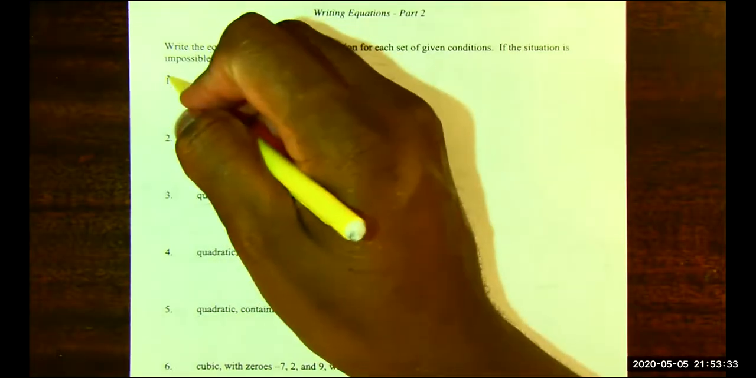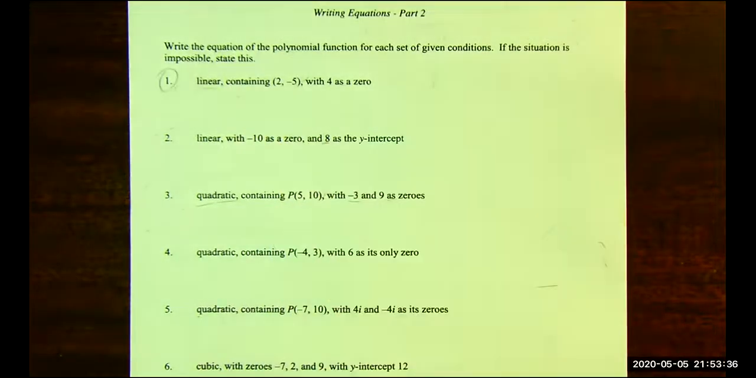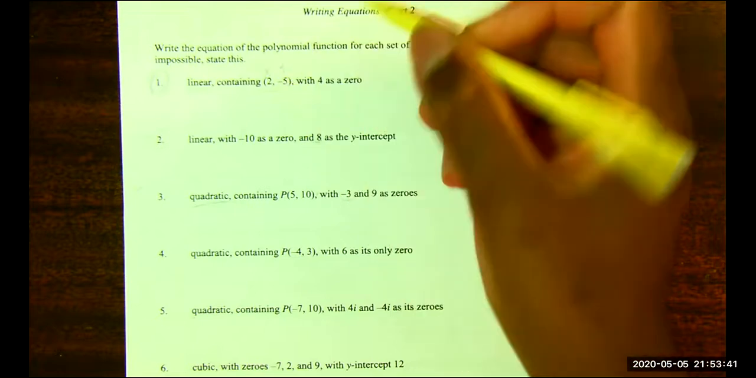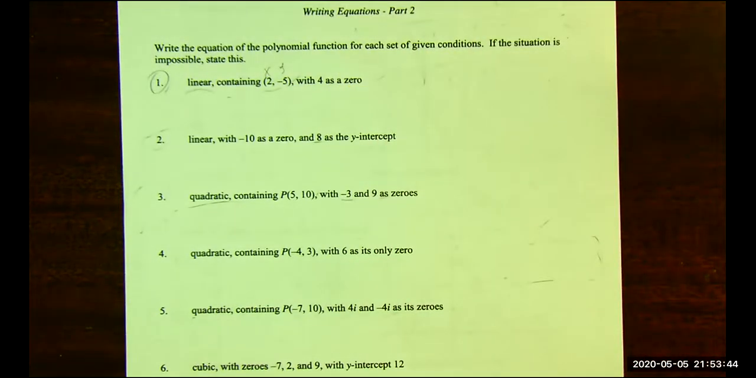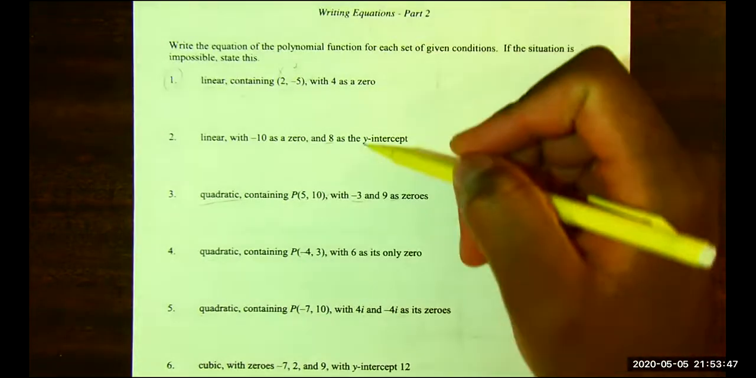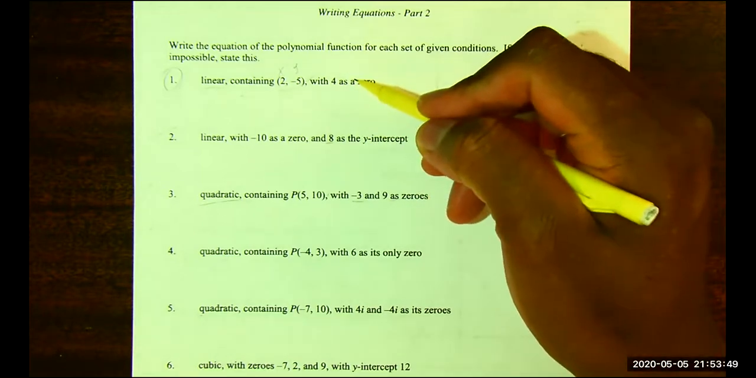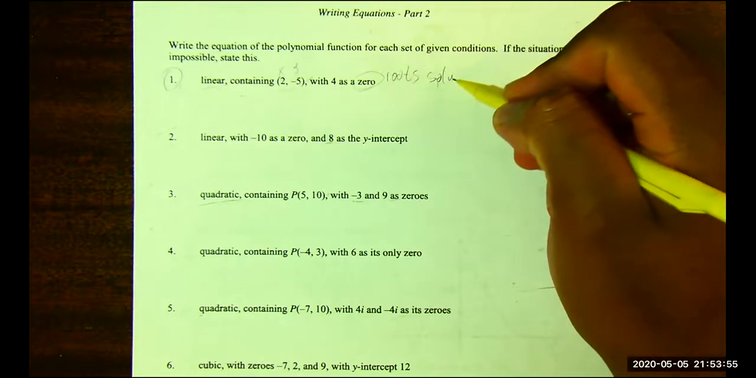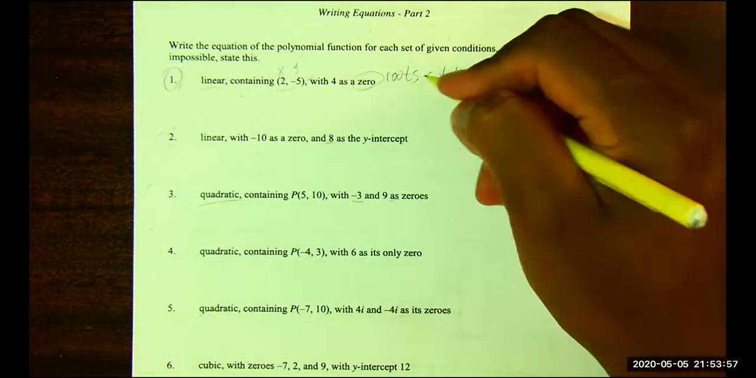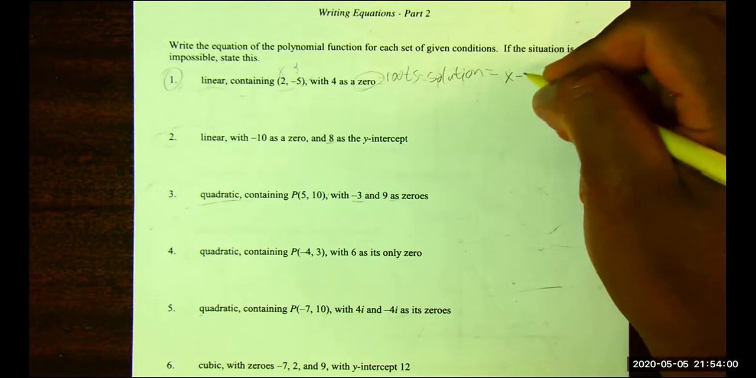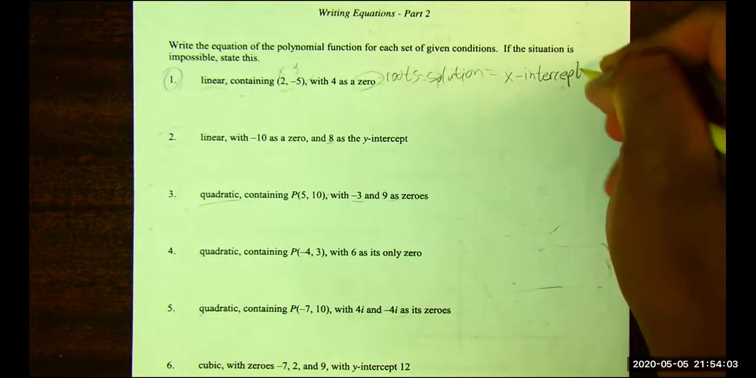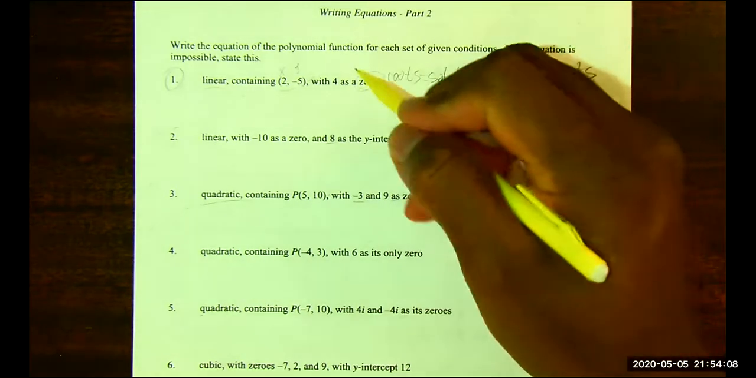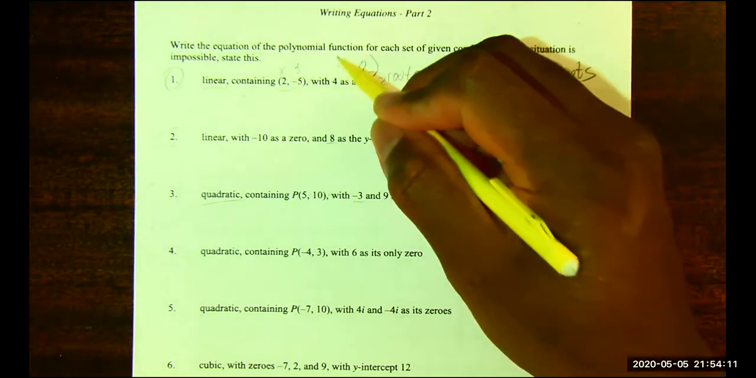Okay, so here's number 1. Linear containing this coordinate. Let me go ahead and label this x comma y with 4 as a 0. I'm going to go ahead and write this as a coordinate. 4 as a 0. When they say 0, remember 0, roots, solutions, all the same thing. Also x-intercepts. They're all one and the same thing. The x-intercept is where it is on the x-axis when y is 0. So we also have the coordinate 4 comma 0, and that's what that coordinate is.